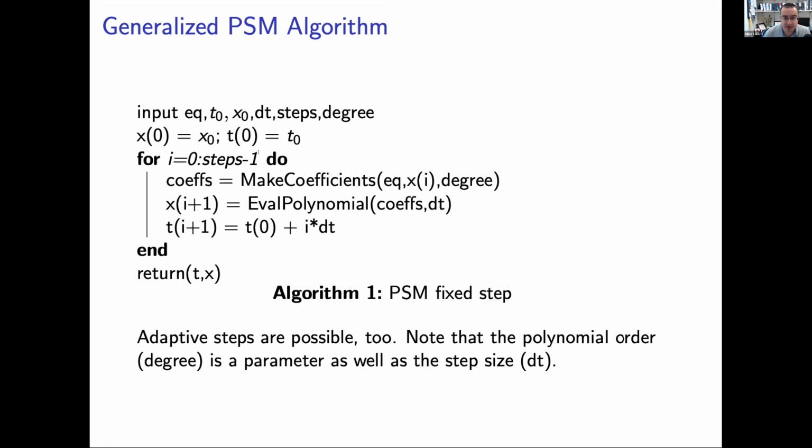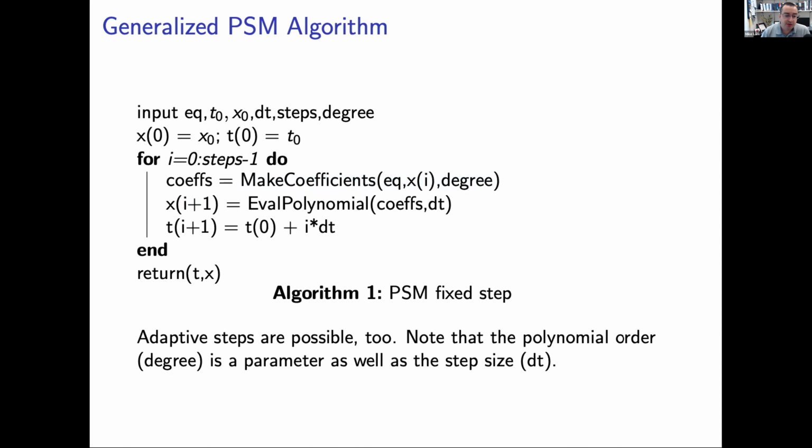Basically, under the hood, the code algorithm boils down to this, where you have a loop for each step as you're numerically integrating the ODE. And there's this routine that calculates all these coefficients for a particular degree polynomial, and then you evaluate the polynomial, and that gives you the next point. You update the time, and you can move to the next step.